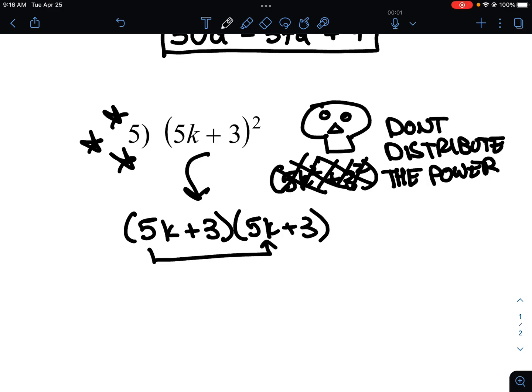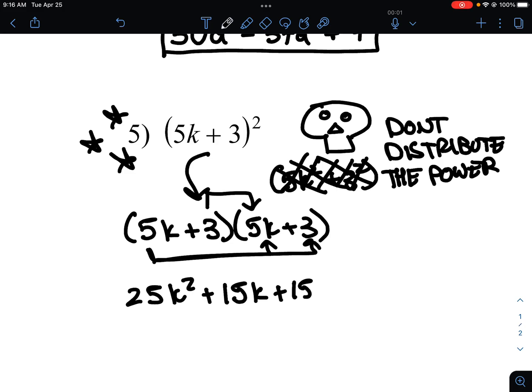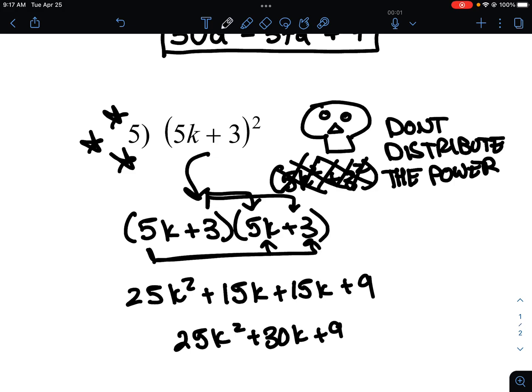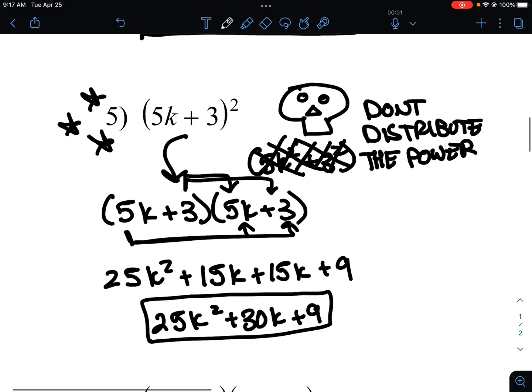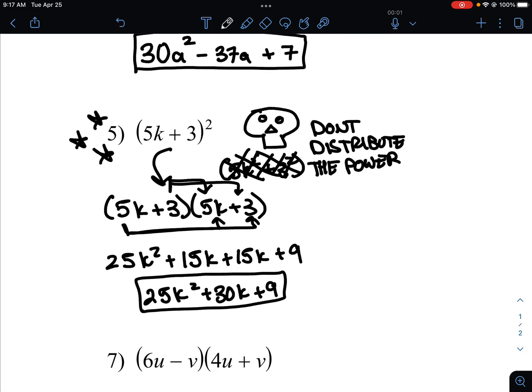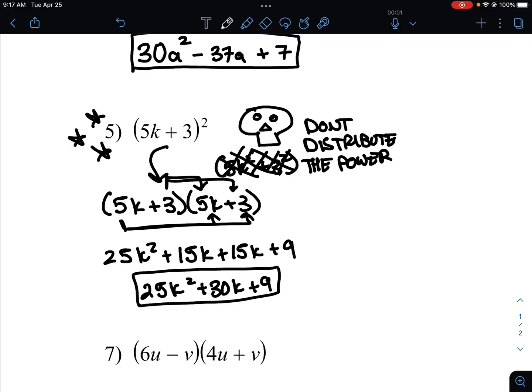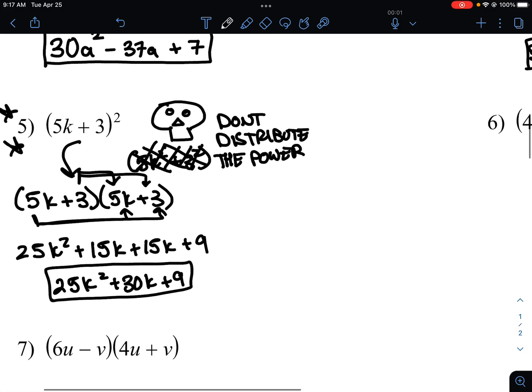Once you do that, then you're going to have FOIL. So 25k squared plus 15k plus another 15k inners and plus the lasts plus 9, leaving you with 25k squared plus 30k plus 9. So little skull crossbones, little trap there. Don't distribute that. Guarantee you'll see some questions where I try and trick you, but make sure you don't fall for the trap. Okay, let's look at a few more examples, just mastering FOIL.